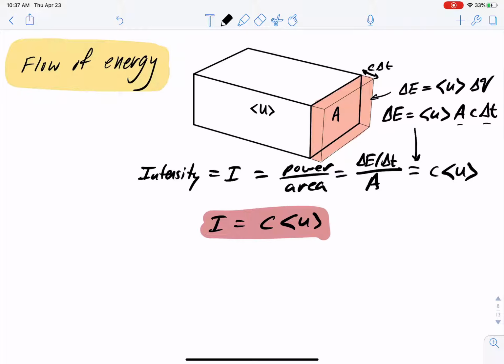So for example, sunlight is something like 1,000 watts per square meter. That's the intensity at the surface of the Earth. We often measure light in terms of intensity because it's spread out, so it's good to think about the amount per area.